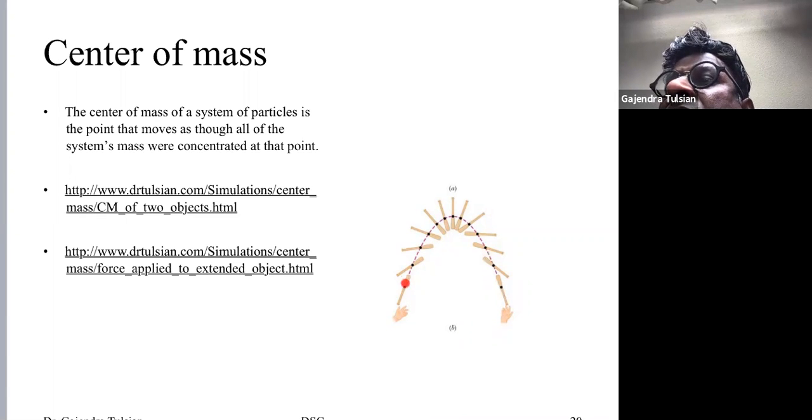Okay. So now the question is, how do we find the center of mass of an object? Your center of mass is roughly behind your belly button. I urge you guys to go to these two links, and you can see the center of mass of various objects.